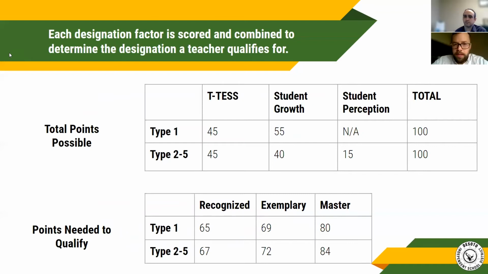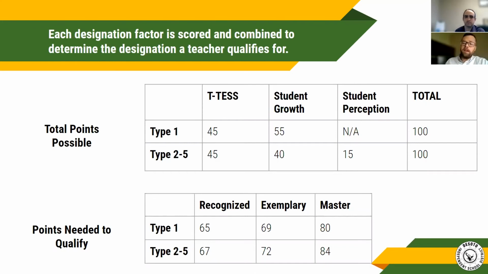And for all of these, based on your scores for T-TESS, student growth, and or student perception, you can get up to 100 points. Now, this shows how it's broken down. So if you're our type 1 teachers, our pre-K through second grade teachers who qualify, 45 of your points can come from T-TESS, 55% of your points come from growth, and you don't have student perception. So that is 100 points total. And for all of our 3rd through 12th qualifying teachers, 45% for T-TESS, 40% for student growth, 15% for the Panorama survey for 100 total.